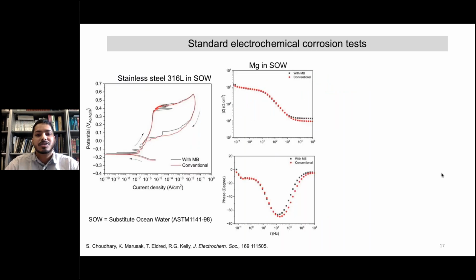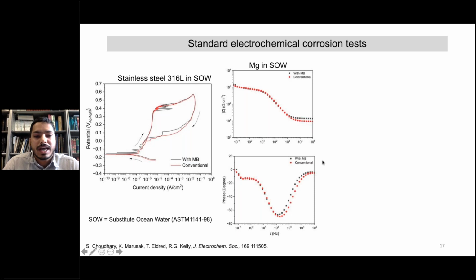And so here are some more results with standard electrochemical corrosion tests. So first graph you see is potentiodynamic polarization curve of stainless steel in substitute ocean water. And you can see with conventional setup or using the metal bridge setup, the results are on top of each other. No difference in pitting potential or repassivation potential. The second graph is electrochemical impedance spectroscopy of magnesium in substitute ocean water. Again, almost identical result, except there's a slight bit of shift at high frequency.